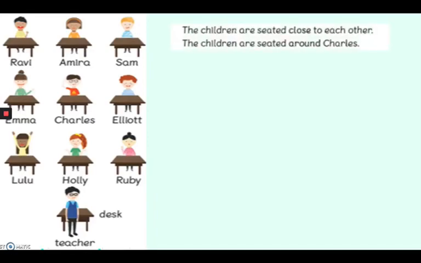The children are all seated close to each other. The children are seated around Charles. Can you point to Charles? Well done, he is over here.